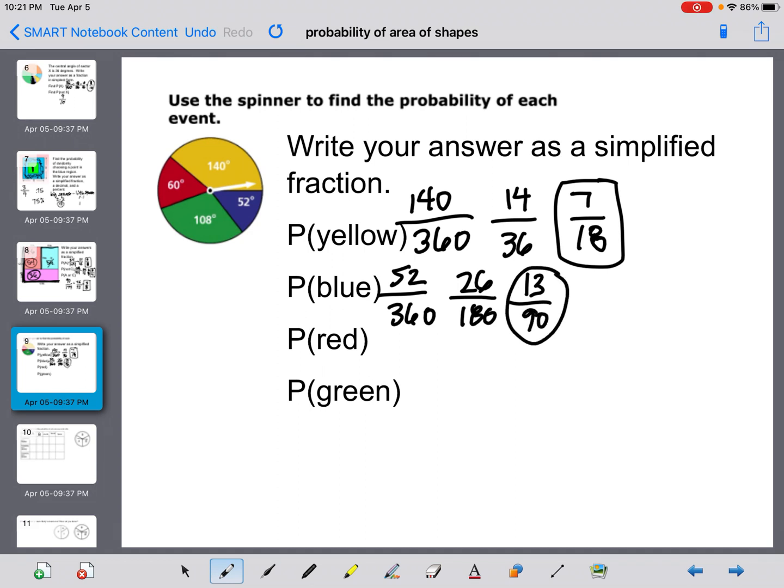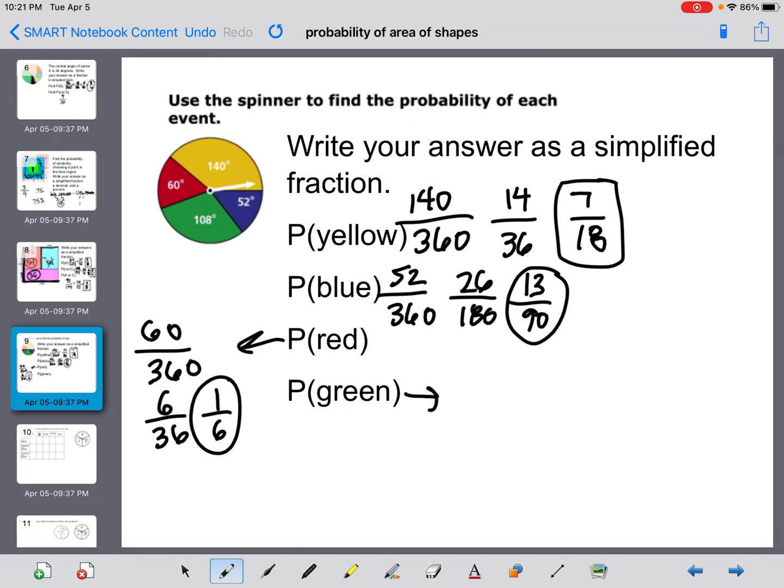Thirteen's prime. I'm going over here for red. Green.